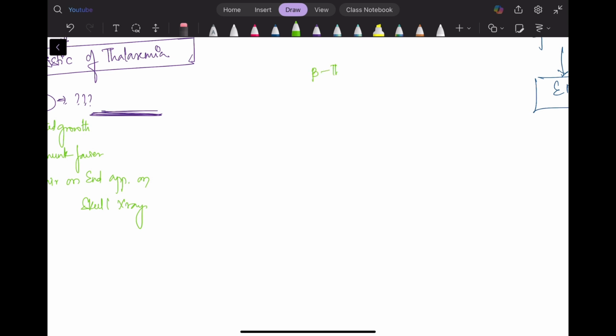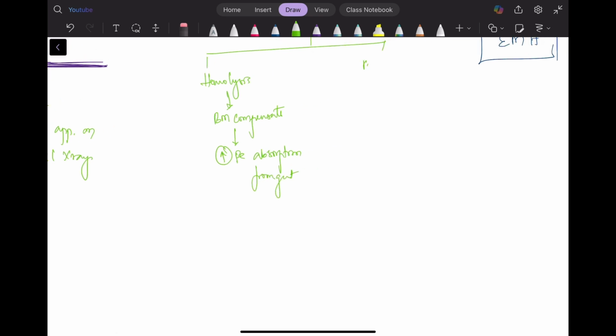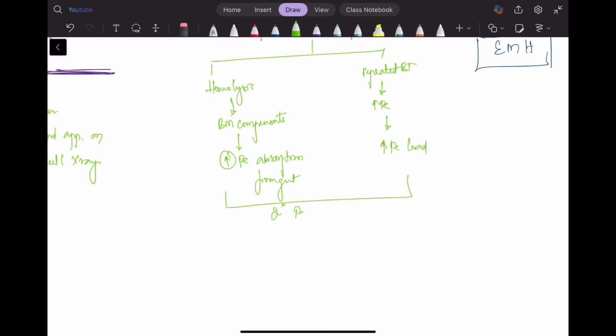Then what else will we see? Beta thalassemia major, we usually have hemolysis, right, which leads to bone marrow compensation, where there is increased iron absorption from the gut, and repeated blood transfusions, which lead to increased iron load, which leads to secondary iron overload, right?